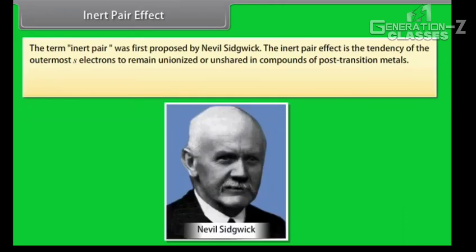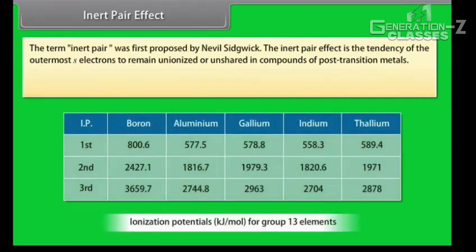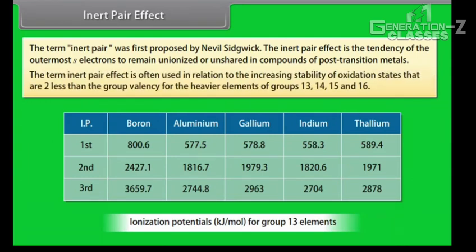Inert pair effect. The term inert pair was first proposed by Nevil Sidgwick. The inert pair effect is the tendency of the outermost s electrons to remain unionized or unshared in compounds of post-transition metals. The term is often used in relation to the increasing stability of oxidation states that are 2 less than the group valency for the heavier elements of groups 13, 14, 15 and 16.